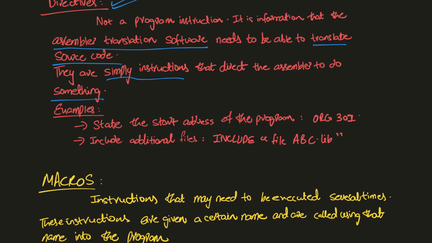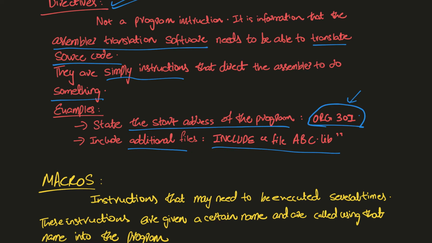Here I've written two examples. One is stating the start address of the program. When you know the start address of the program, you can start translating from there, right? Such as org 301, so you start from 301. We do not need to know what this means. You just need to know that we can use directives to state the start address of the program. And then we can also use directives to include additional files. Here I have written an example that includes an additional file, abc.lib. So that is all you need to know about directives.